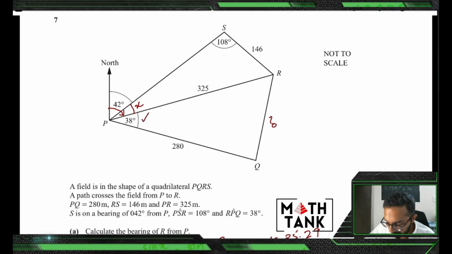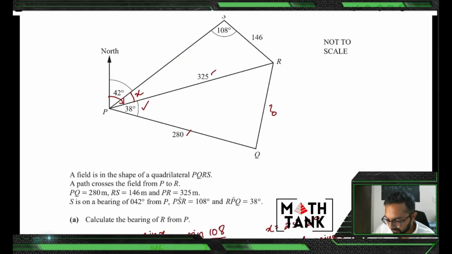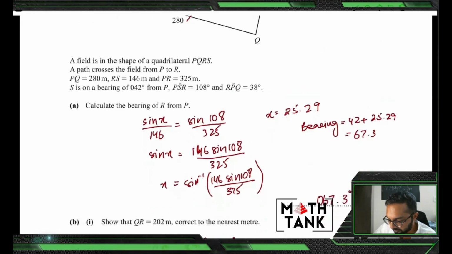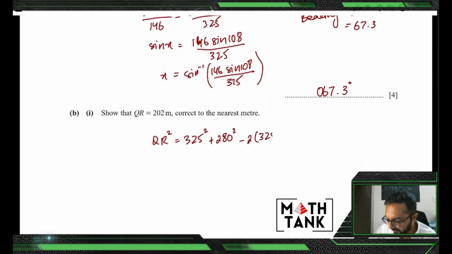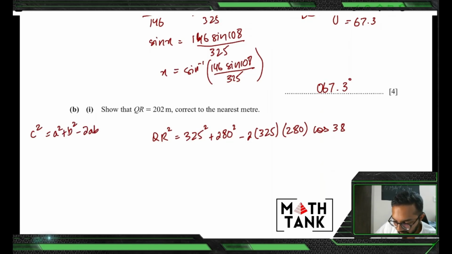You see you have an angle and the sides next to it, so that's a clear case of cosine rule where you have side, angle and side. So I'm going to say that QR squared equals, what are the other two? 325 and 280. So 325 squared plus 280 squared minus 2 into 325 into 280 into cos of 38. I hope everybody remembers the cosine rule. C squared equals A squared plus B squared minus 2AB cos C.